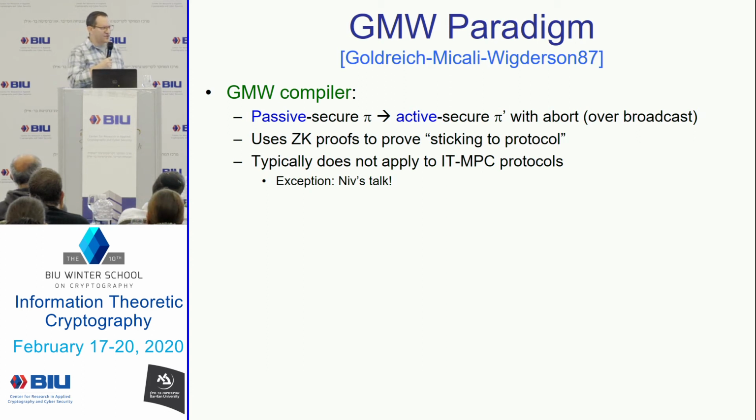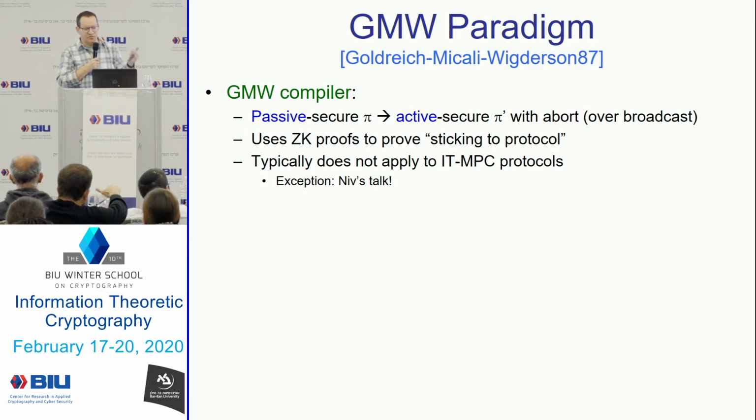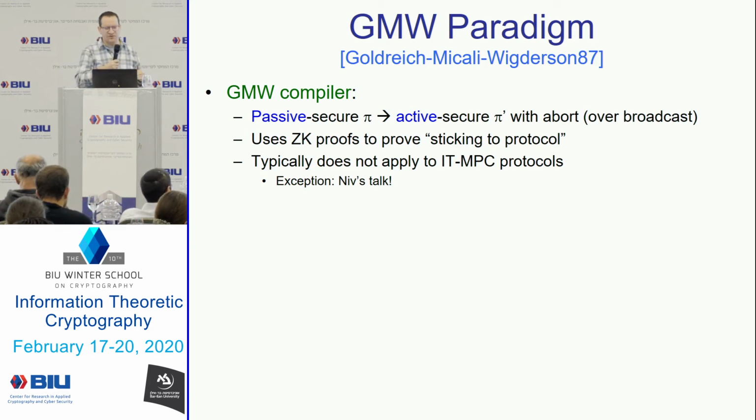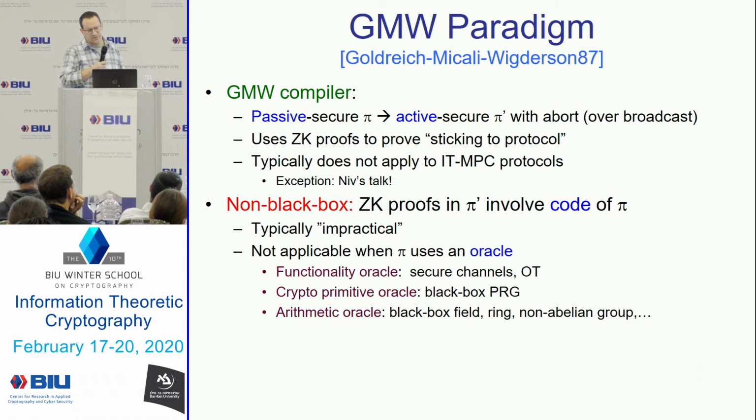Typically, it does not apply in the information theoretic setting. Why? Because zero-knowledge proofs need a centralized statement. And in the IT setting, the statement is distributed. We use communication not over public channels, but over point-to-point channels. But Nivstock will show an exception where we can actually use a different zero-knowledge proof machinery, but still zero-knowledge proof machinery, to implement this GMW compiler in an information theoretic setting, and in fact with good concrete efficiency, but this is really an exception. And this exception applies, for now at least, for the case of protocols with honest majority.